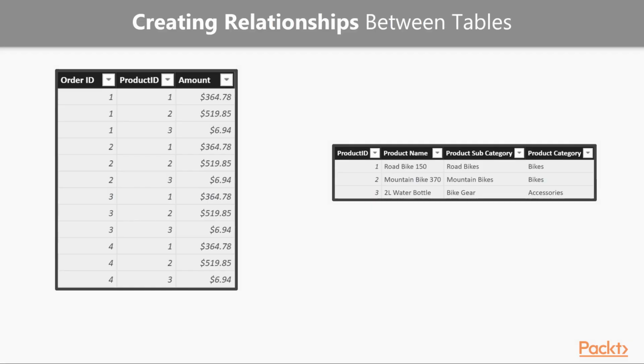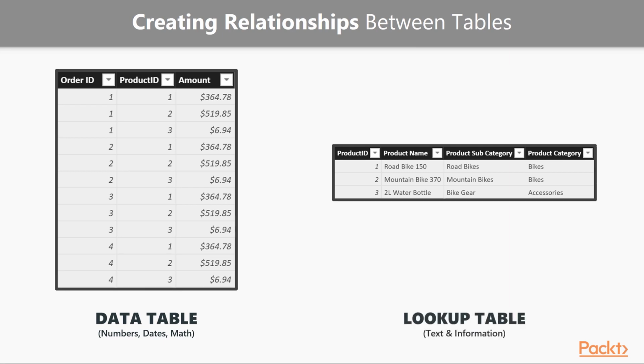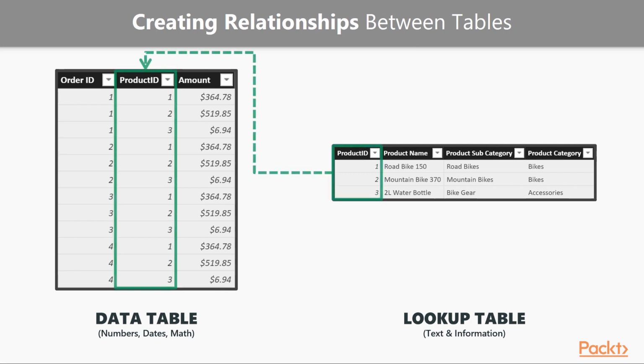So in this example, we have two tables. We have a data table on the left. Now, data tables are table types that typically contain mostly numbers, dates, and math. In our model, this is our sales table. Now, over here on the right is our lookup table. Lookup tables contain mostly text and information, stuff we would want to look up. Our model has quite a few of these actually. And we'll be connecting all of our lookup tables to our data table using relationships.